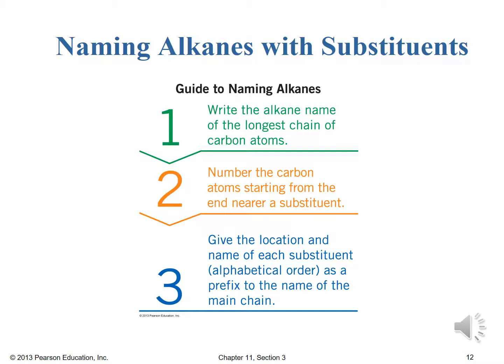And if we have multiple substituents, we'll want the lowest sum of those substituent numbers. Then finally, we'll give the location and name of each substituent in alphabetical order as a prefix to the name of the main chain. All right, so the guide may not seem so instructive in generic terms. Let's take a look at this in the real world with some real examples.